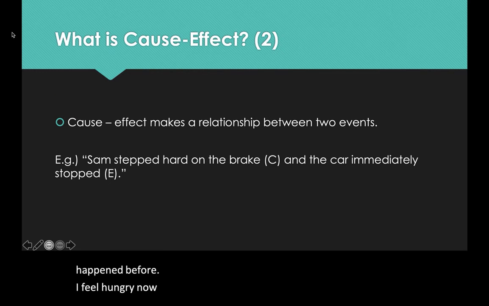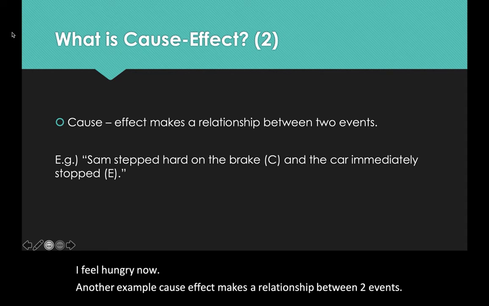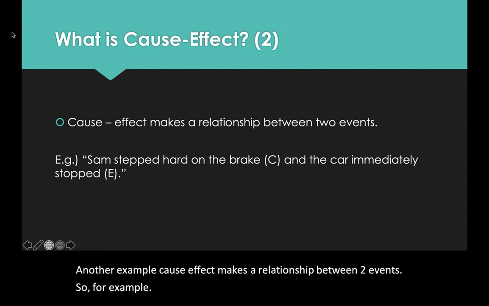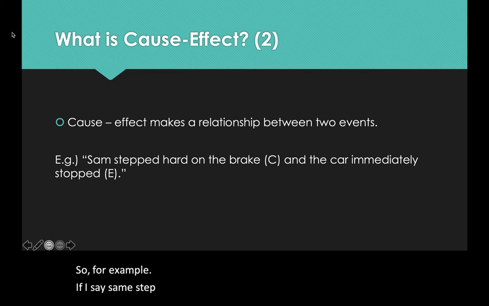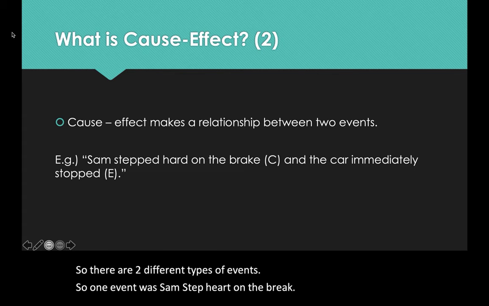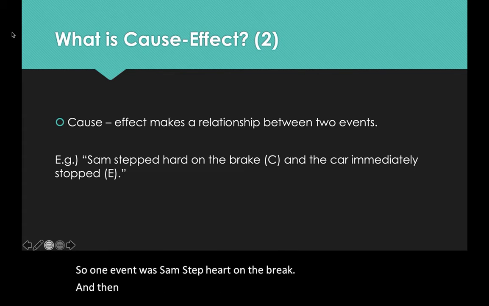And another example. Cause and effect makes a relationship between two events. So for this example, if I say Sam stepped hard on the brake and the car immediately stopped, there are two different types of events. One event was Sam stepped hard on the brake, and then the next event happens right after that: the car immediately stopped. So these two events are correlated.